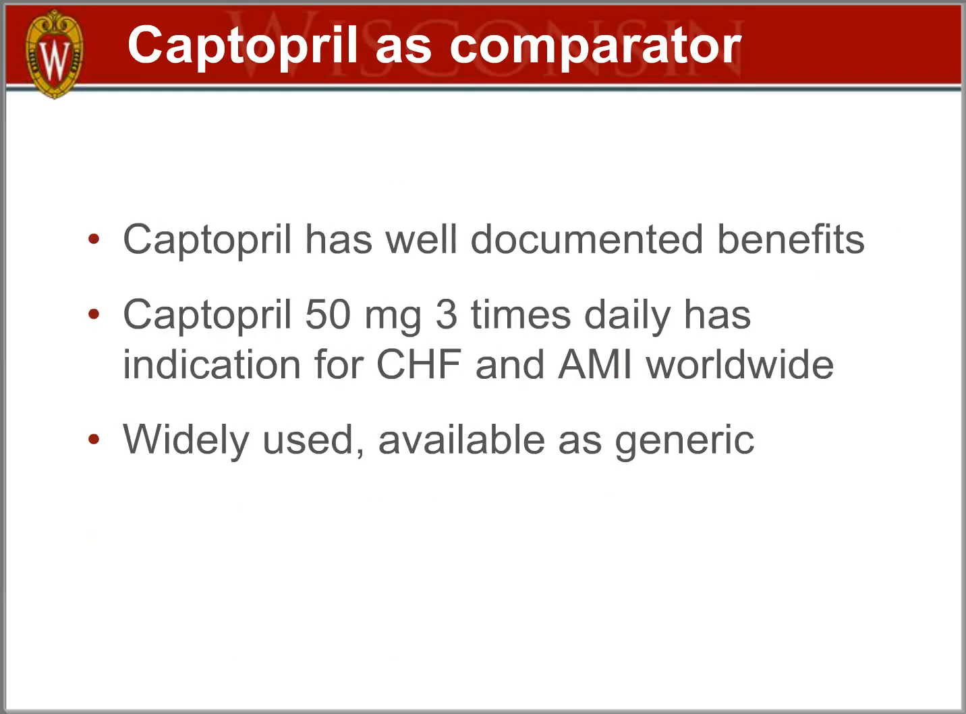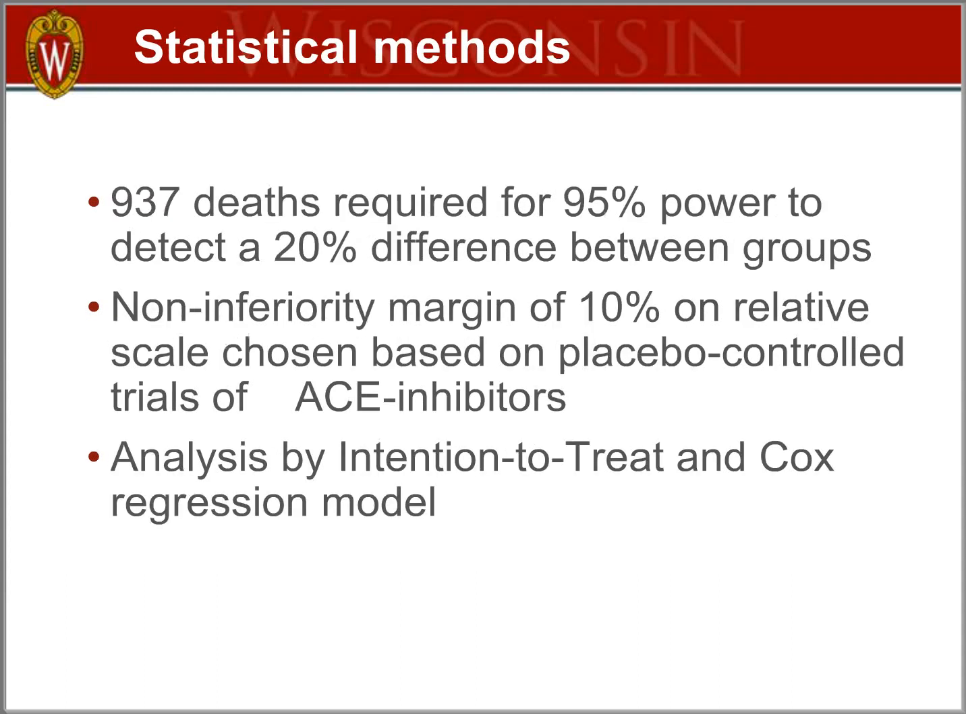Captopril has well-documented benefits. It's the standard. It was going to be used in a standard dose. It's a drug that's widely available, in fact, even available as a generic at the time of this trial. The reason for the 937 deaths was that would give us 95% power to detect a 20% difference, issues which we'll talk about in more detail in the sample size lectures.